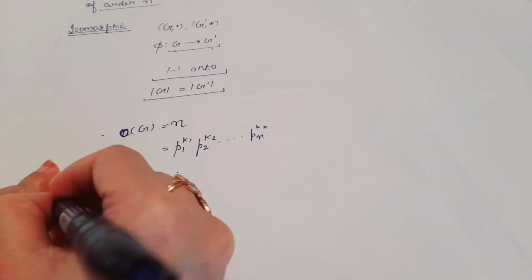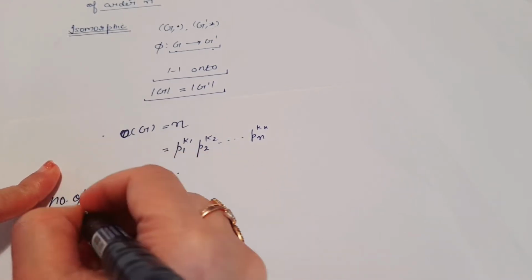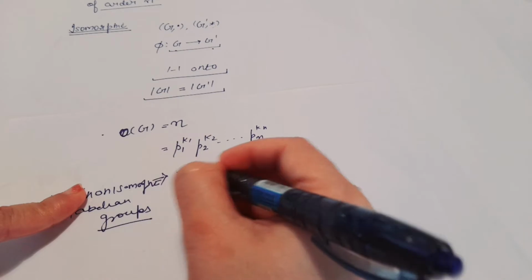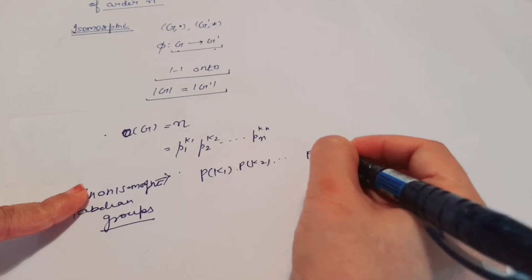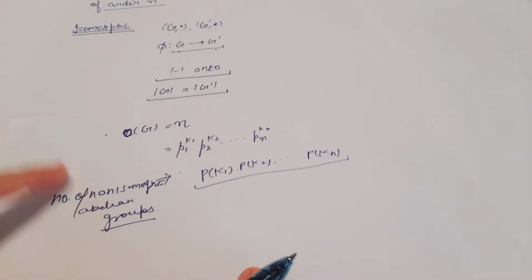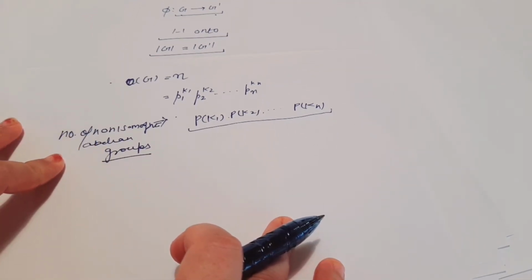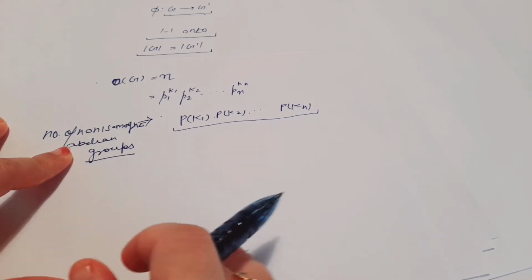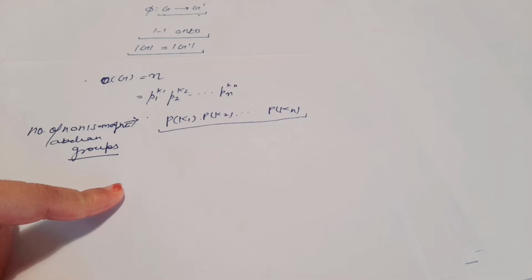Then the number of non-isomorphic abelian groups is P(k1) times P(k2) times P(k3) and so on up to P(kn). Meaning you need to take the partitions and then multiply those numbers. Now the question comes, what is a partition? We have discussed in one video what a partition is, so I will discuss it a little here. Partition means we are dividing something.